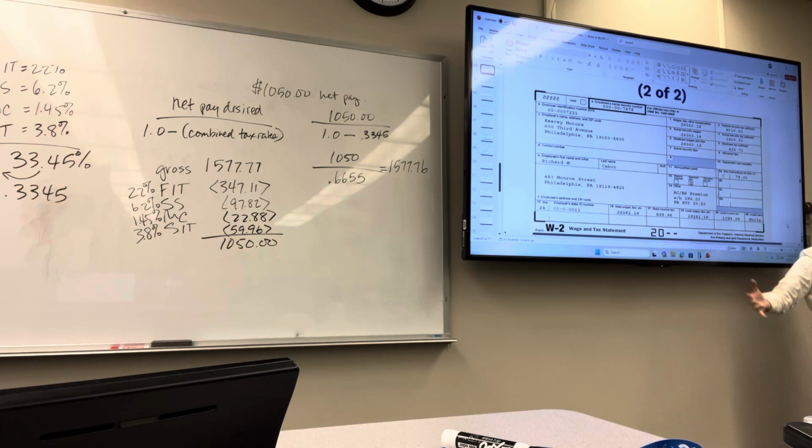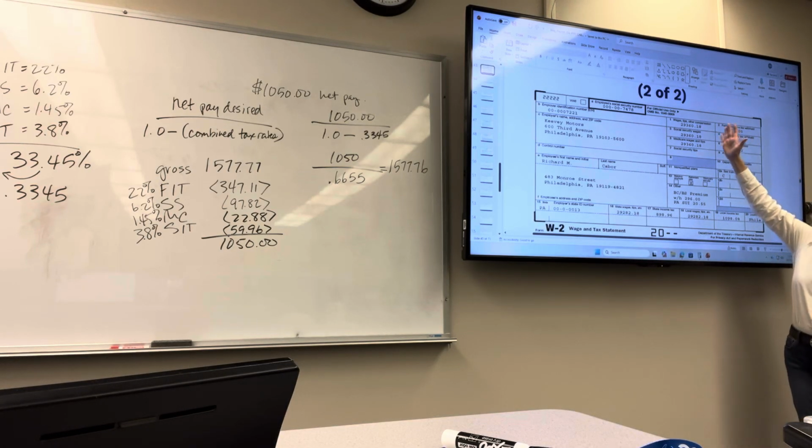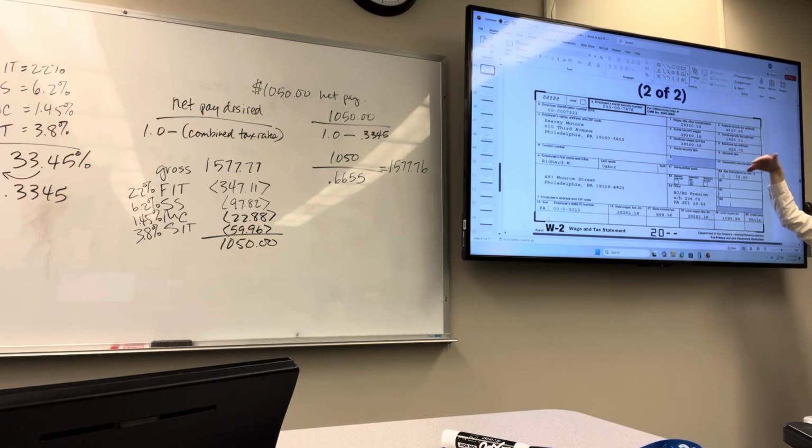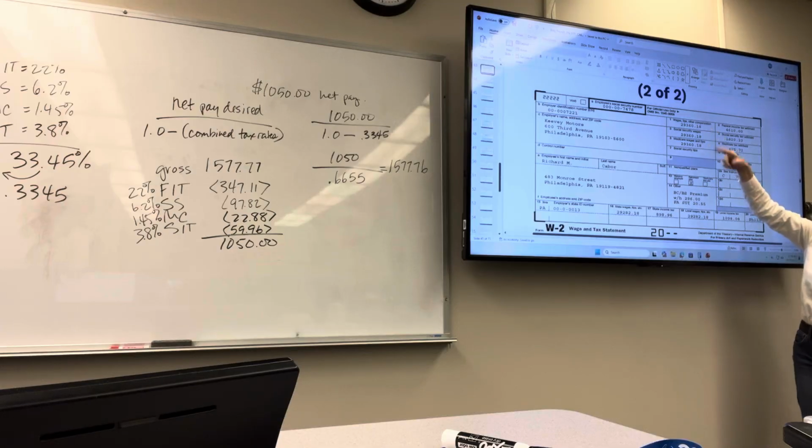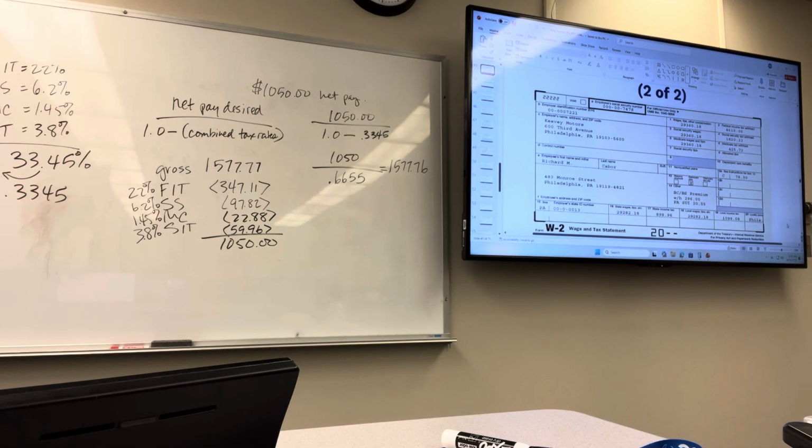You'll see there's several boxes. So the boxes mean different things. On the left-hand side up here are the wages, the amount that was taxable, the amount that was subject to the tax that's then listed over to the right. So box 1 are the wages that were subject to federal income taxes. That's not necessarily total wages, right? That's not necessarily gross wages.